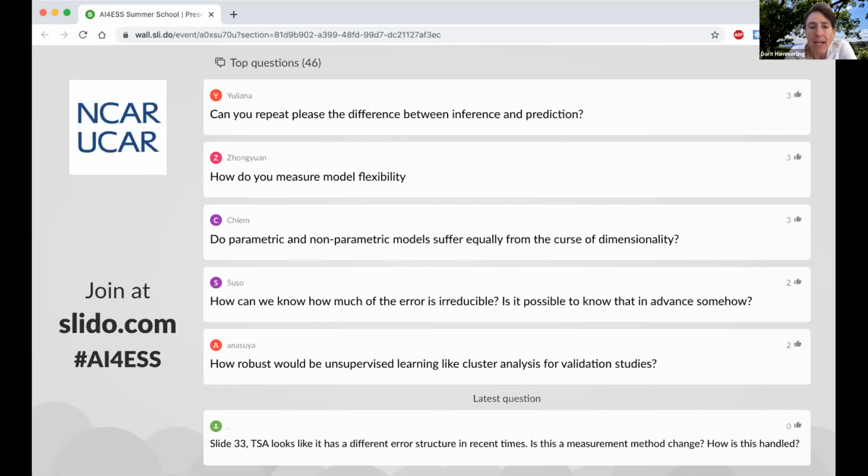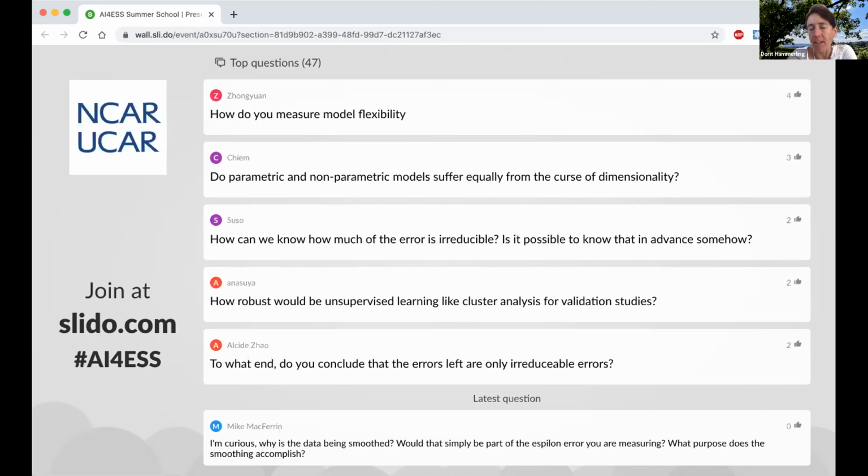Can you please repeat the difference between inference and prediction? Yes. Prediction means if we get a new set of input variables, we are interested in what is the output. Inference is we want to understand what is the relationship between the inputs and the outputs. We're not interested in if we get a new X.